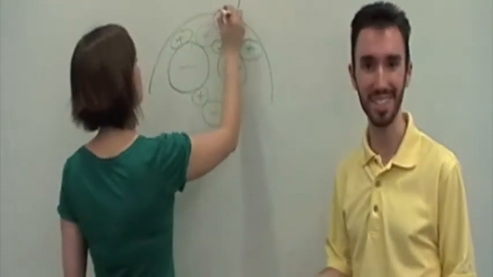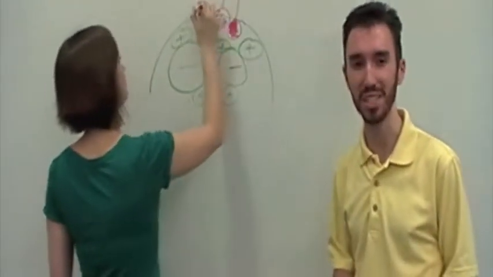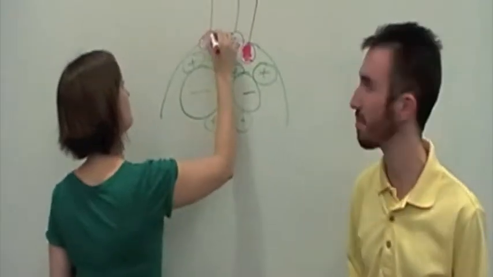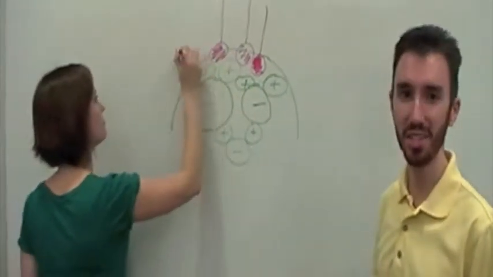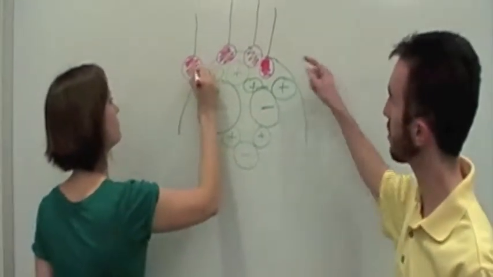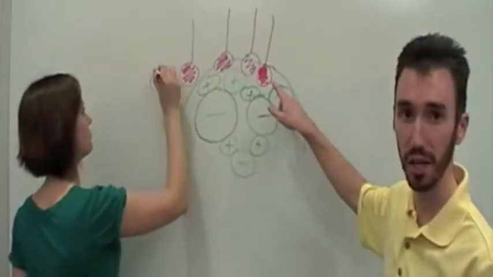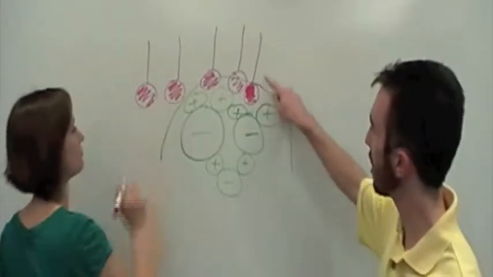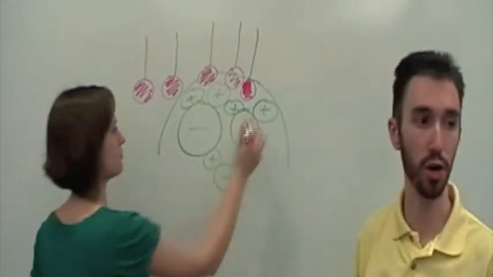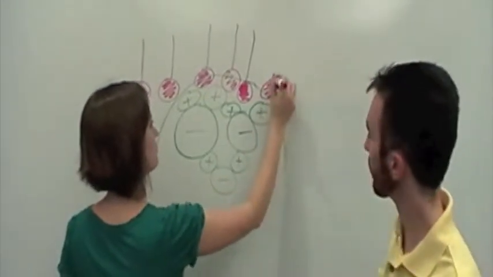One way that we can reduce the surface tension of water is by introducing another chemical called a surfactant. A common example of a surfactant is soap or a detergent. Now, surfactants are molecules that have two parts, a hydrophilic or water-loving part, and a hydrophobic or water-hating part.